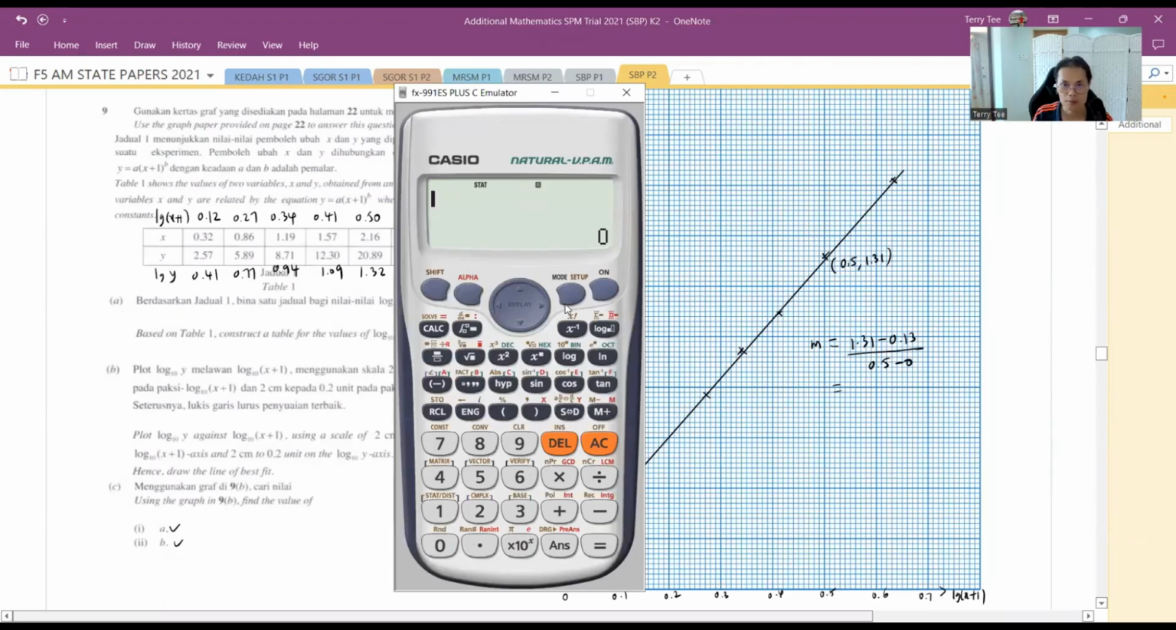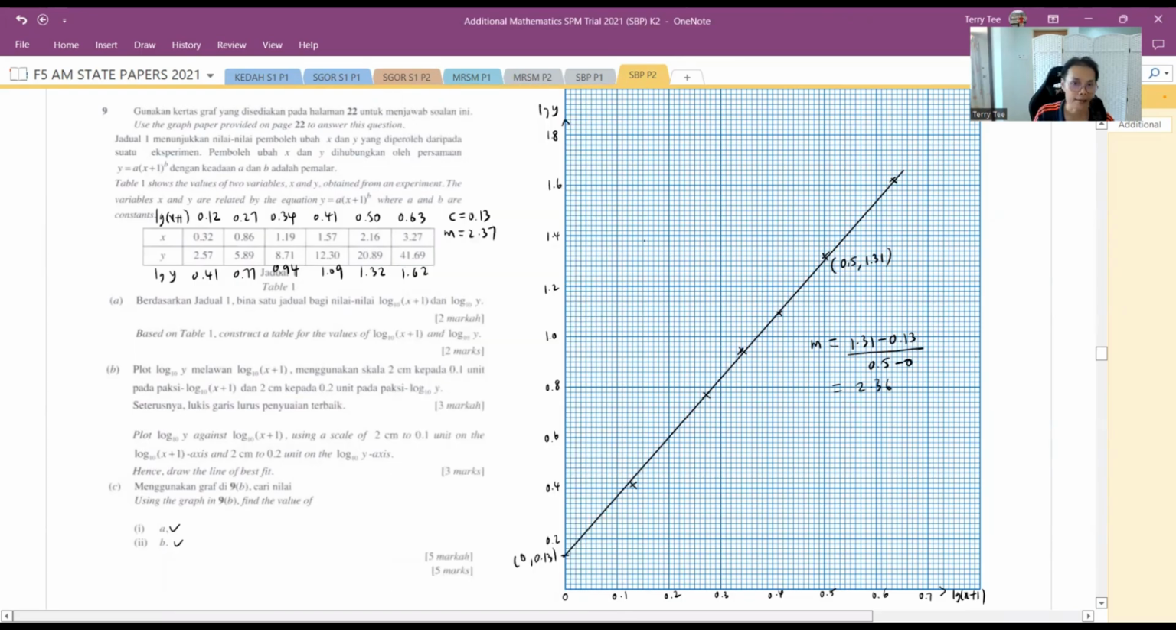1.3. Okay, let me just change this. 1.31 minus 0.13 divide 0.5. Now, I got 2.36, which is very close to my answer. My answer is 2.37. Yeah, I got 2.36. Very close. So, okay, I got my gradient, I got my y-intercept. Now, how do you find the value of A and B?